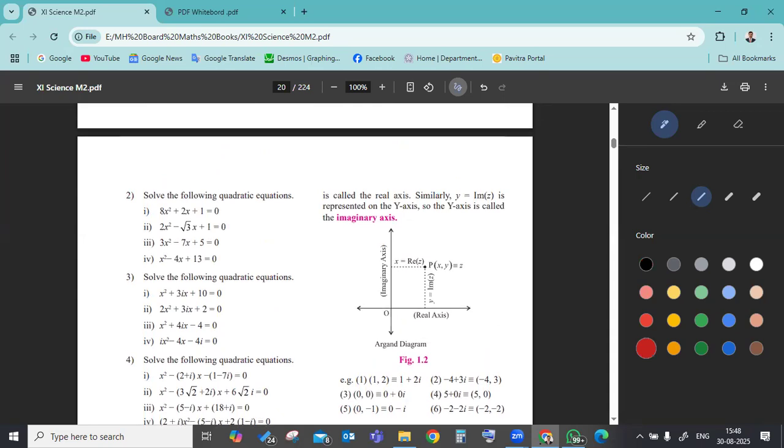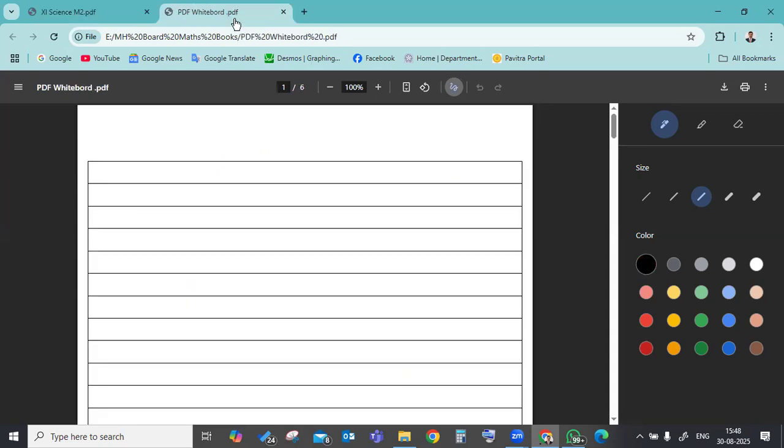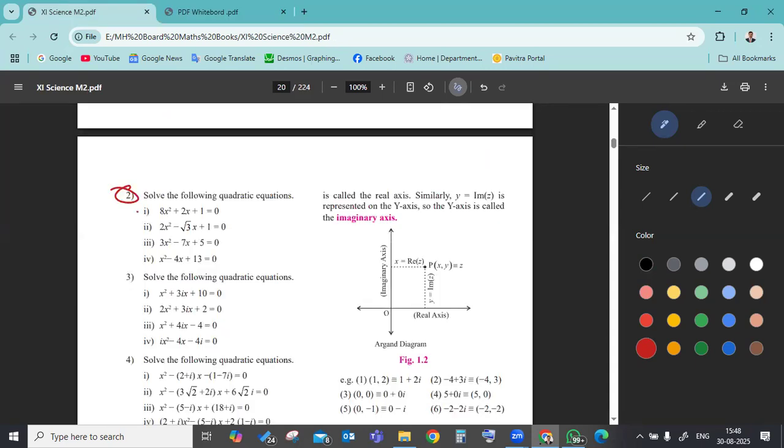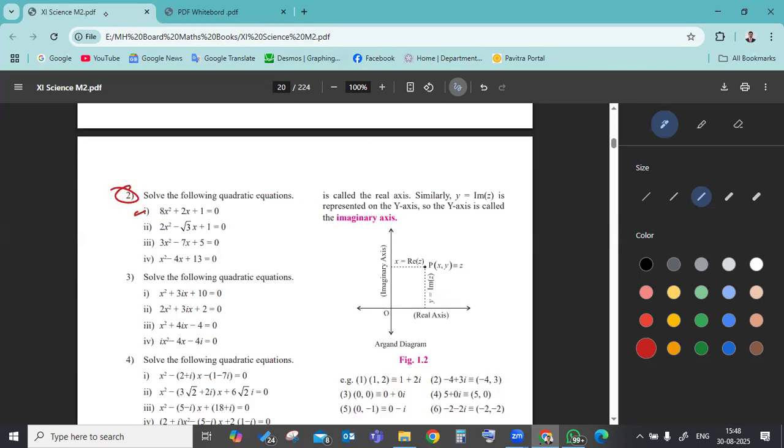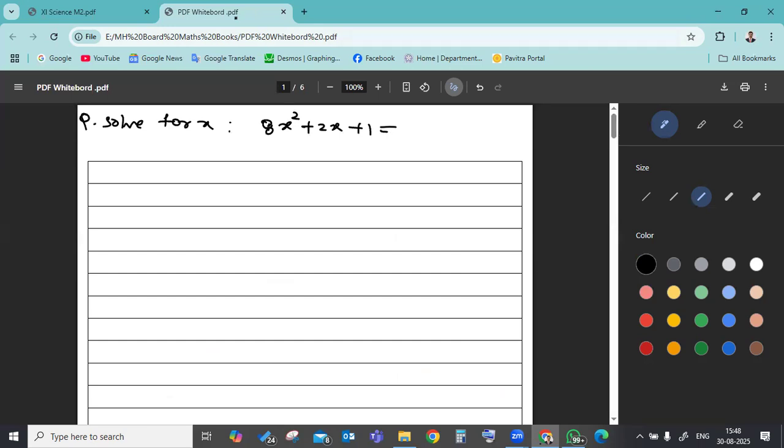Let's now go towards the next question. Second question. See, second question. Solve the following quadratic equations. First, 8x square plus 2x plus 1. Solve for x. 8x square plus 2x plus 1 equals 0. Right? So this is the quadratic equation. We know what the roots of a quadratic equation are.